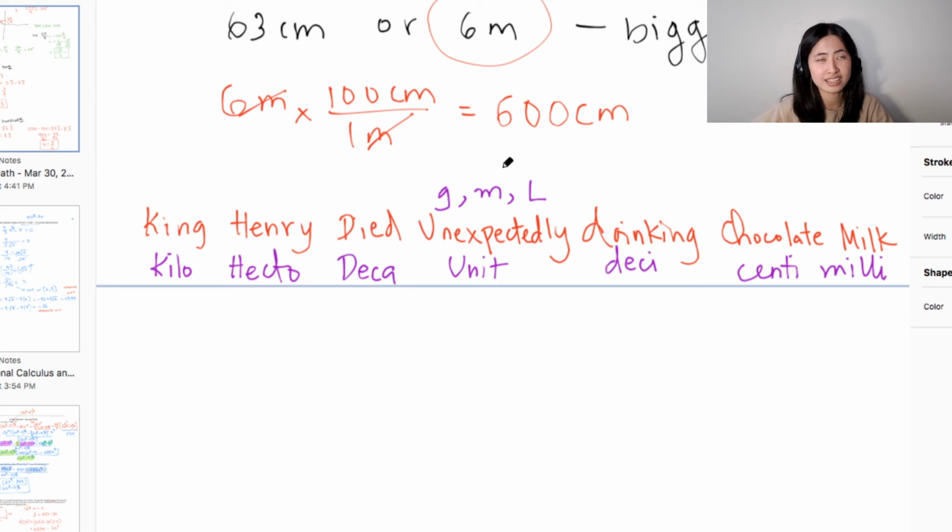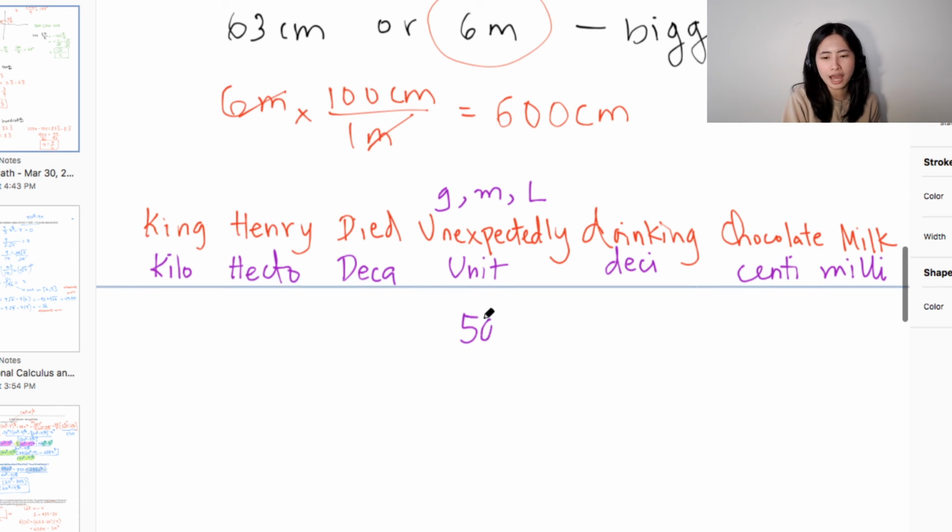So let's say I'm currently at 50 meters and I want to convert this into centimeters. How do I know what number I need to convert this, aside from just remembering that it's times 100? If you remember this mnemonic, you know where to go. You're starting from meters, which is the base unit, and you're going to the right. So you need to bypass deci first before you get to centi.